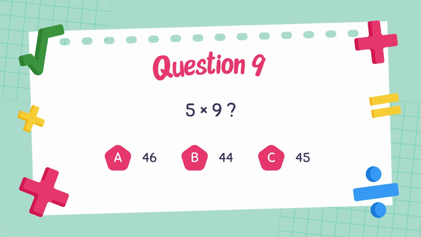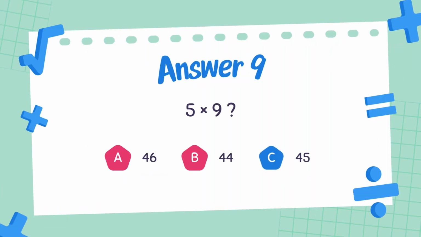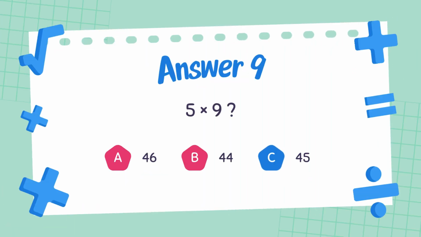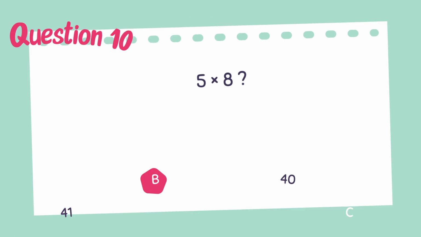Question 9. What is 5 times 9? Is it A, 46, B, 44, or C, 45? The answer is C, 45. You're doing great.